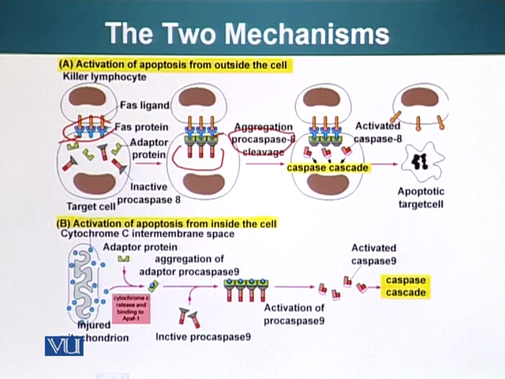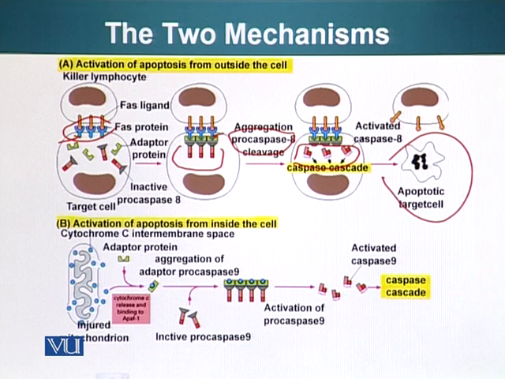When a bunch of caspase 8 molecules accumulate, they cleave each other off, resulting in active caspase 8. Here is activated caspase 8. Once the caspase 8 is activated, it can activate other caspases like we saw in signaling systems. There's a cascade which ultimately results in cell death or apoptosis.